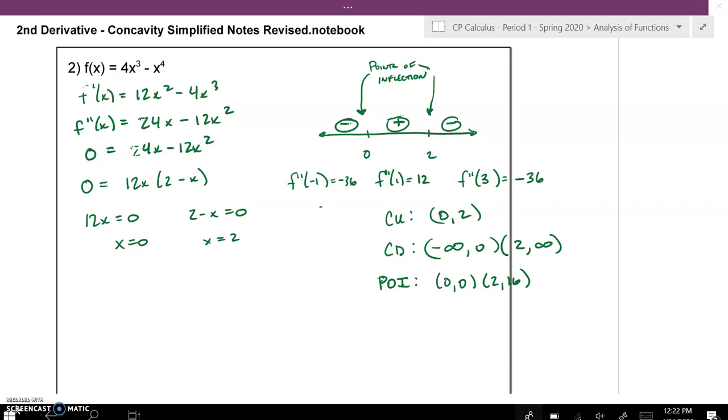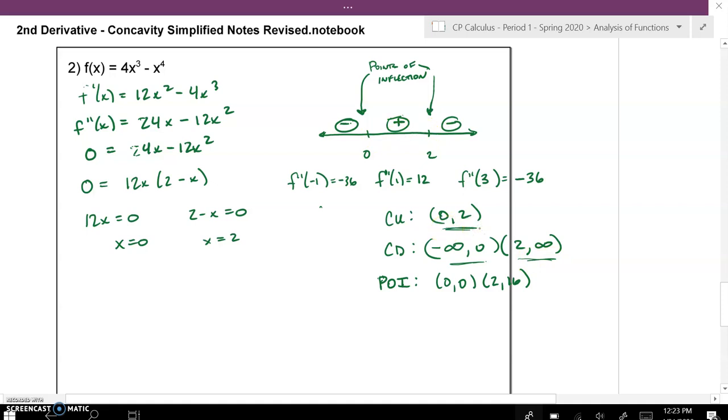All right, between 0 and 2 was a positive. To the right of 2, it was a negative. So I have concave down on the interval from -infinity to 0, as indicated here. Okay, I have concave down again, where the negative is here, from 2 to infinity. Okay, and then concave up happens between those two, from 0 to 2.